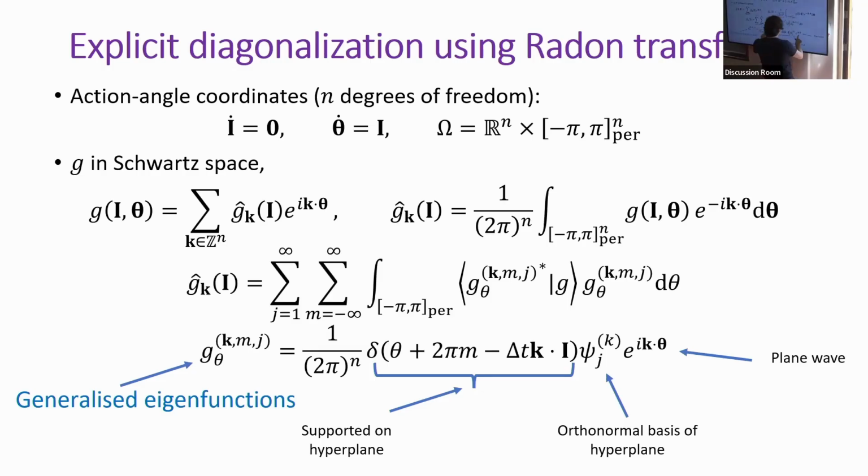These distributions can be written down as a delta distribution supported on a hyperplane, where theta, which shouldn't be confused with the angle coordinate, lives inside this space here. Then you've got an orthonormal basis along this hyperplane. This is generalizing what was done for the pendulum in 1 dimension by Igor to n dimensions.